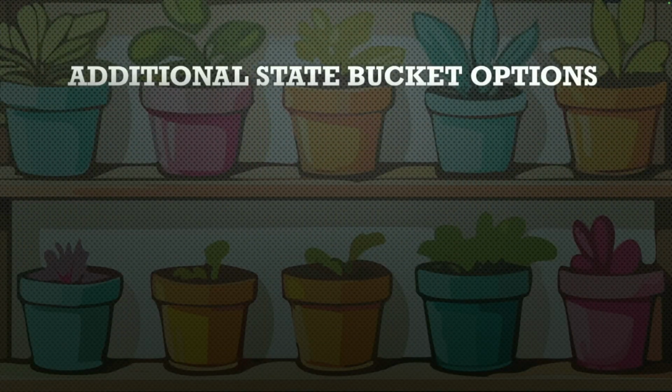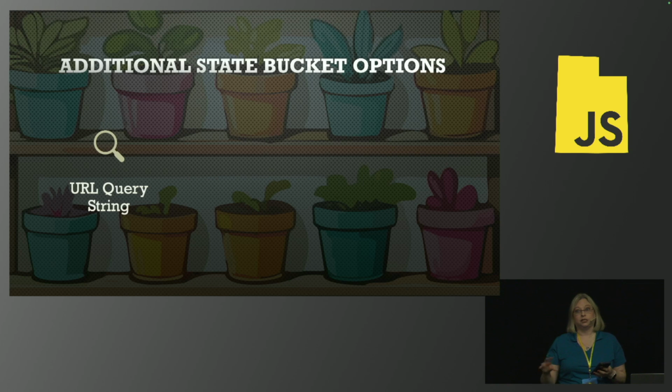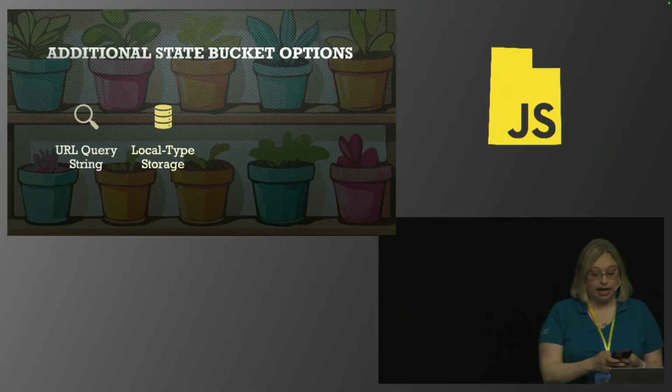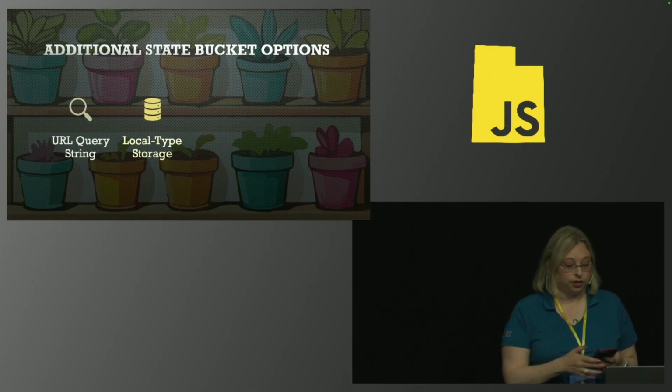So that is our state buckets, but for React. But there's more. Sometimes you really need to keep your state in a place that the user has control over. Especially for search results, I love to use a URL query string as my state holder, because the user can use the back button, they can bookmark it, they can come back to it, and I haven't had to do a lot more than just keep it in the query string.